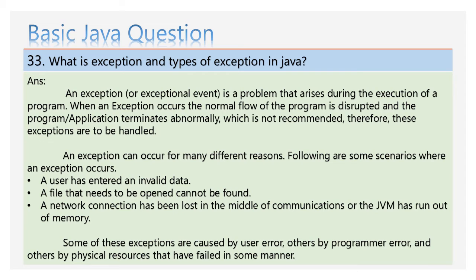A user has entered invalid data. A file that needs to be opened cannot be found. A network connection has been lost in the middle of communications, or the JVM has run out of memory. Some of these exceptions are caused by user error, others by programmer error, and others by physical resources that have failed in some manner. Based on these, we have two types of exceptions.